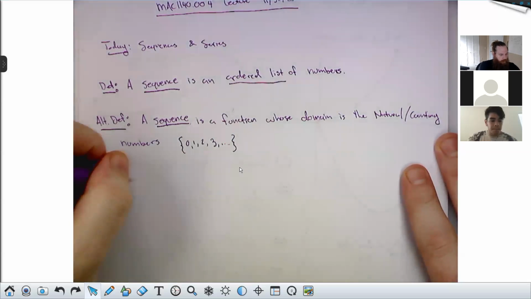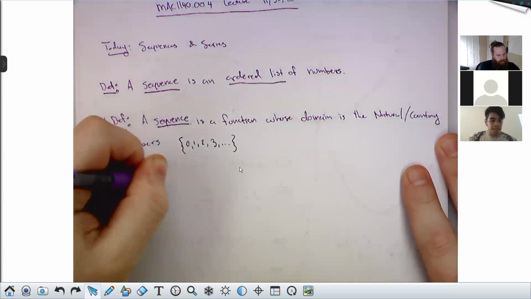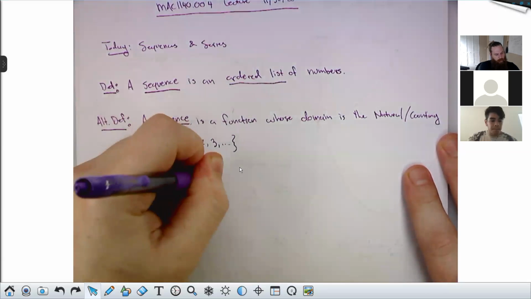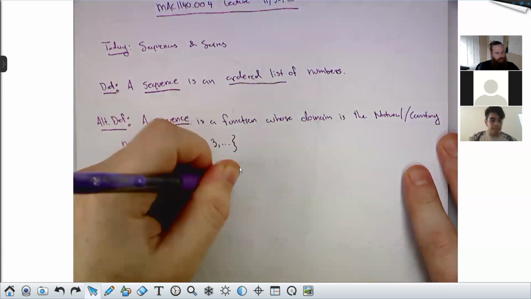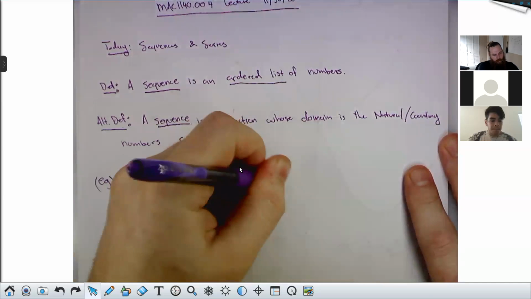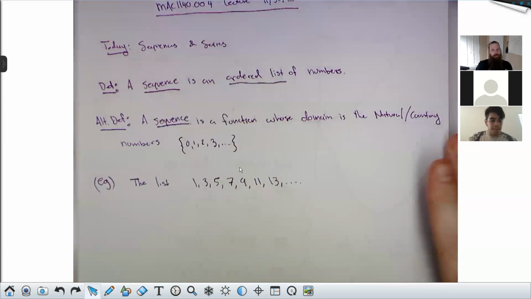So the list 1, 3, 5, 7, 9, 11, 13, and so on, this defines a sequence. Now there's a pattern here, right? There's 1, 3, 5, 7, 9. These are all the odd numbers.